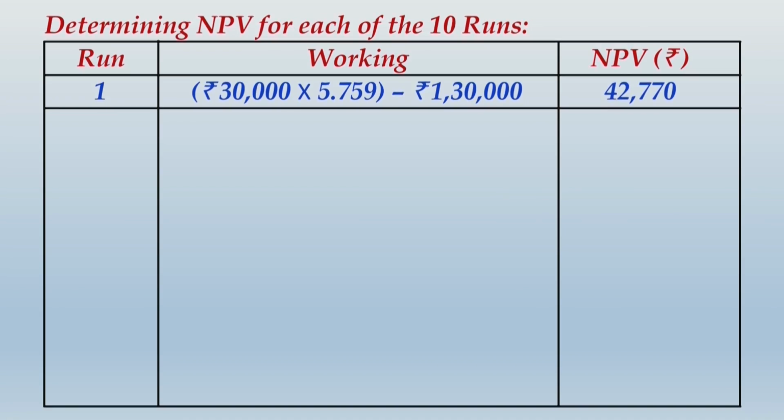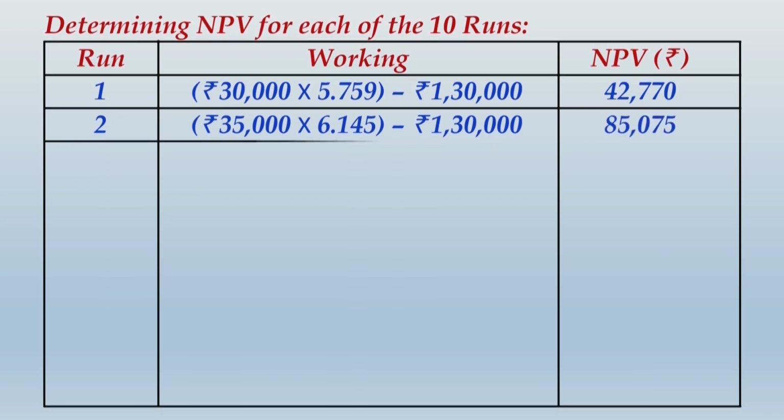Similarly, when you come to the second run, it will be 35,000 as your annual cash flow. Project life will be 10 years, and accordingly the annuity factor comes to 6.145, and then subtract the initial investment and you get the project NPV. I'll give you another 3 minutes to identify all the other calculations for the next 8 runs. Make sure that all your NPV calculations go correct.